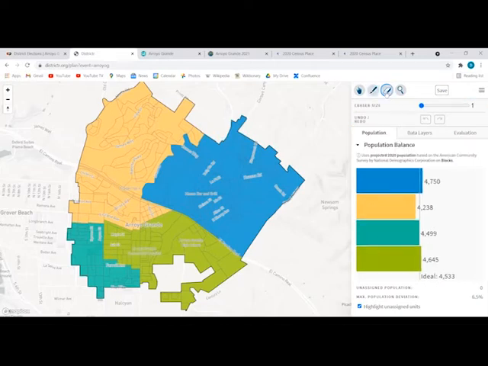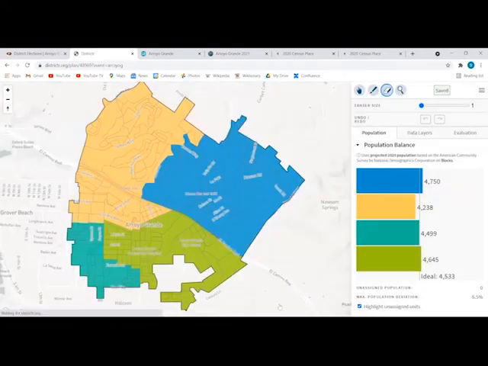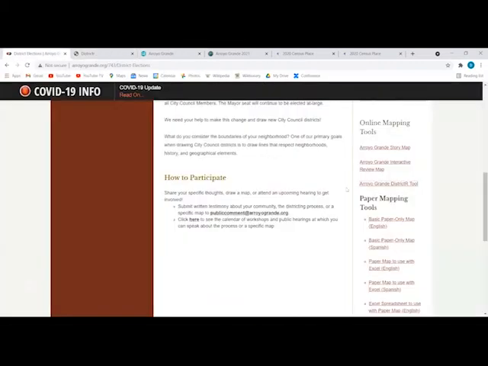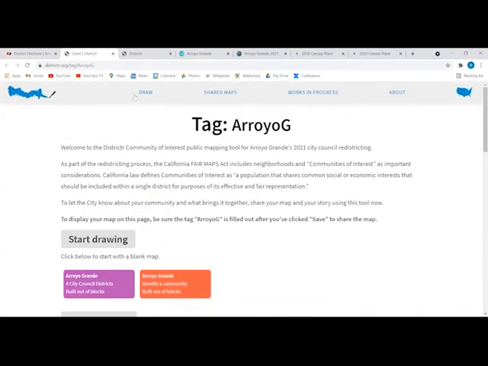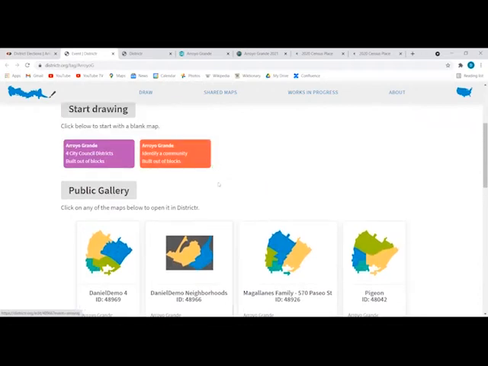So once you are satisfied with your map, then you can save it. And I'll call it Daniel Demo 4. And it will show up in the gallery. So when you go back to the district art page, you'll see that Daniel Demo 4 shows up. So I think that is the basics when it comes to district art, but I'll pause to see if there are questions about how that tool works.